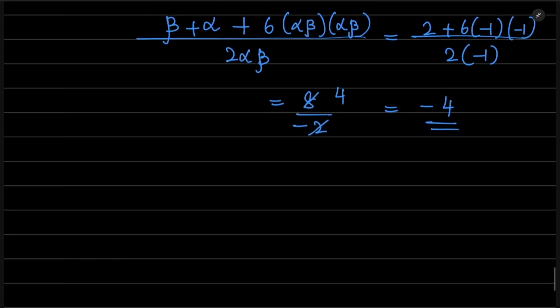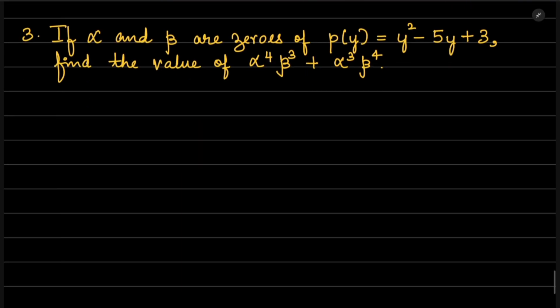Let's move on to the third question of the day. If alpha and beta are the zeros of the polynomial, you are given a polynomial, you have to find the value of alpha to the power 4 beta cube plus alpha cube beta to the power 4. Let us write the given polynomial. P of y equal to y square minus 5y plus 3. This is the given polynomial.